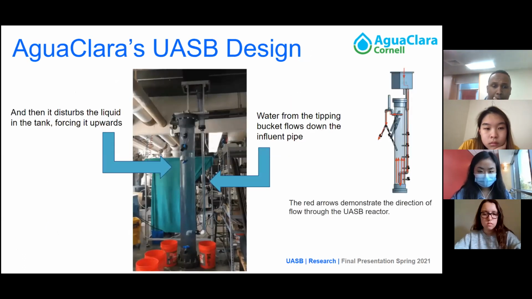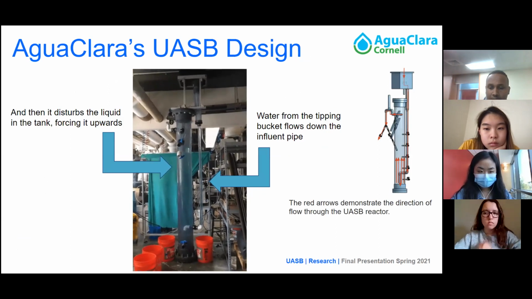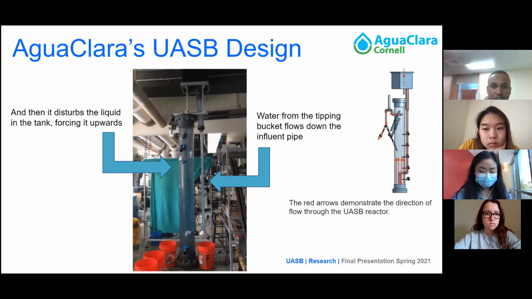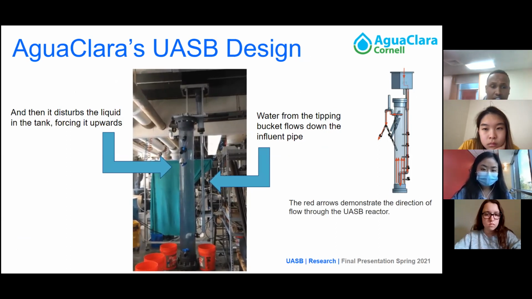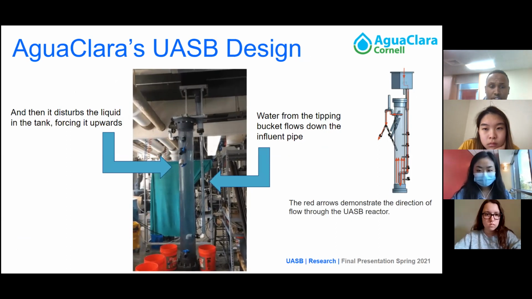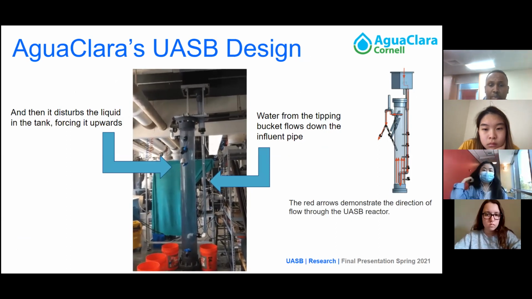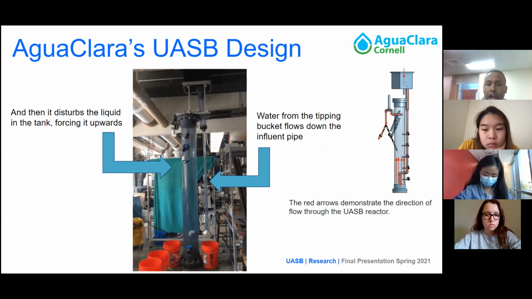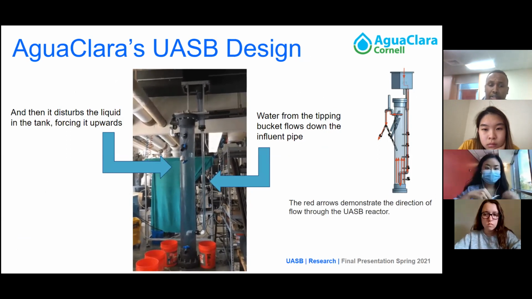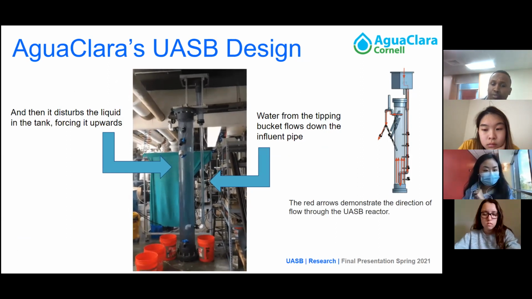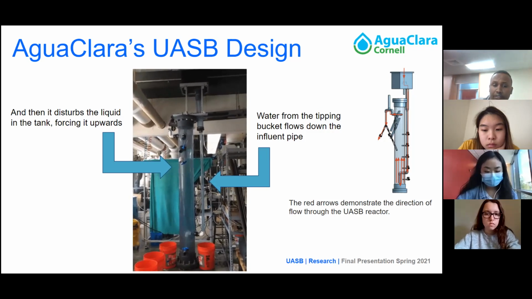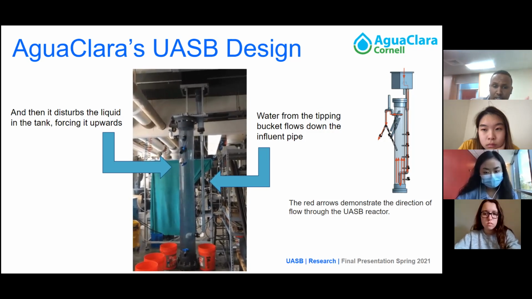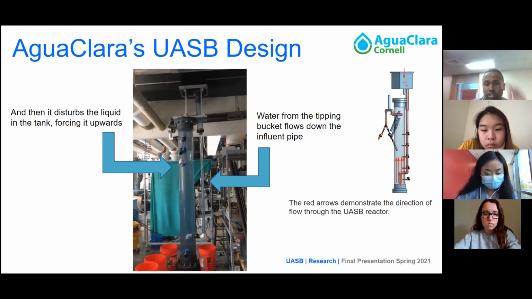Next slide. This is the AguaClara UASB design. So this reactor is a single tank. Wastewater enters and flows upward through the suspended sludge blanket made up of anaerobic microorganisms. The blanket filters and cleans the wastewater by removing organic contaminants and pathogens. Wastewater traveling from the peristaltic pump enters the UASB reactor through the holding tank at the top. As you see, the water is going down.